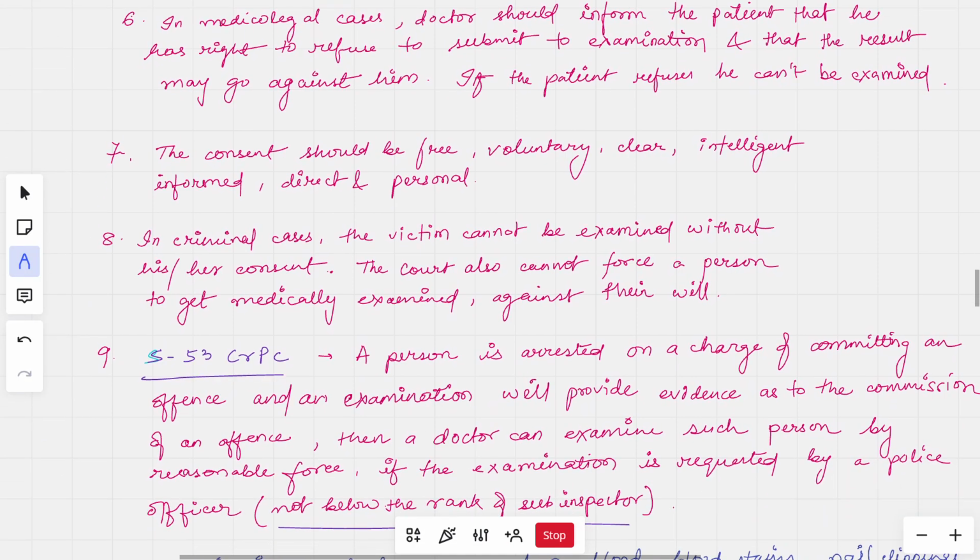Okay. Then the 8th point says, in criminal cases, the victim cannot be examined without their consent. The court also cannot force a person to get medically examined against their will.